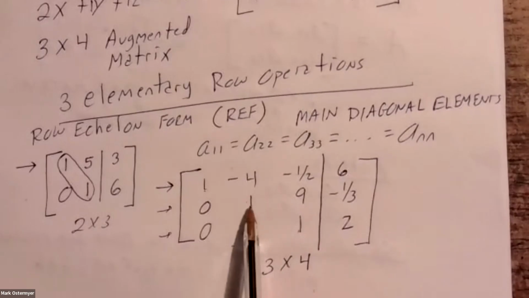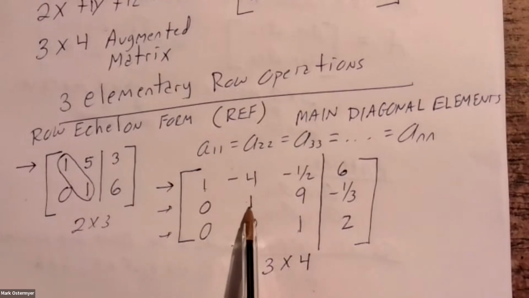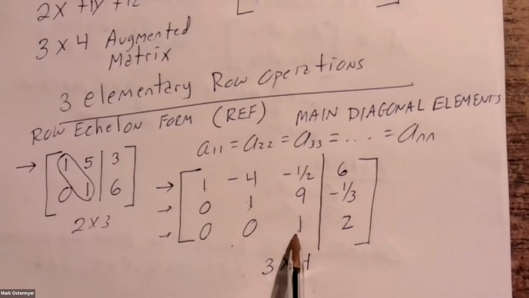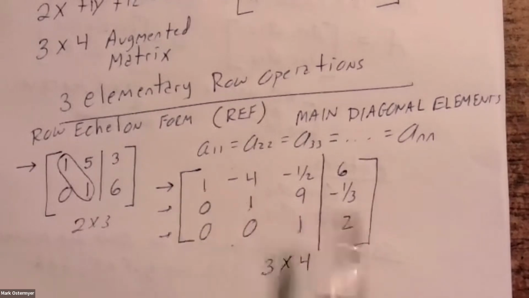And notice that the leading 1 in any subsequent row is always to the right of the leading 1 of the previous row. This 1 is in the column that's to the right of the column that contains this 1. This 1 is in the column to the right of the column that contains this 1, which is in a column to the right of the column that contains this 1. We say this is in row echelon form.